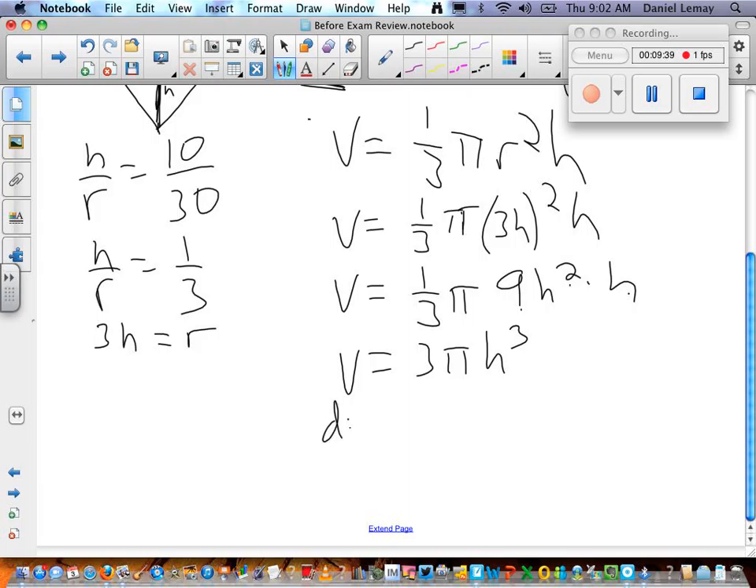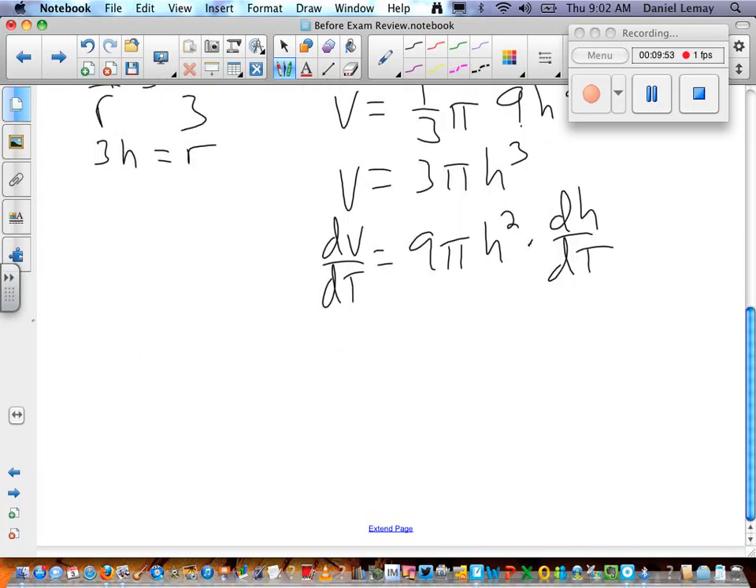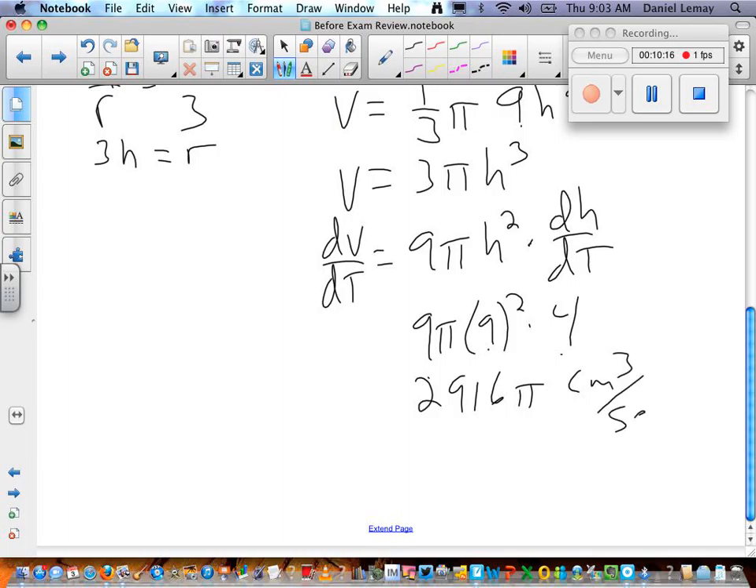So dV/dt equals 9 pi times h squared times dH/dt. Then they're telling me that h is 9. A lot of 9s. And they're telling me that dH/dt is 4. So when I did this on a calculator, I went 9 times 81 times 4, and I got 2916 pi cubic centimeters per second.